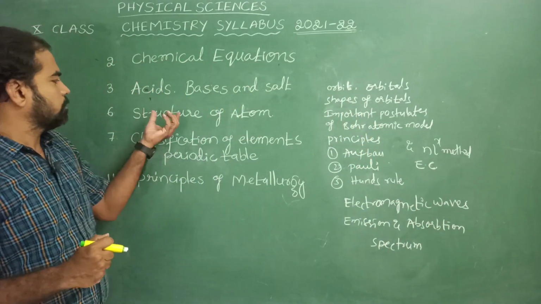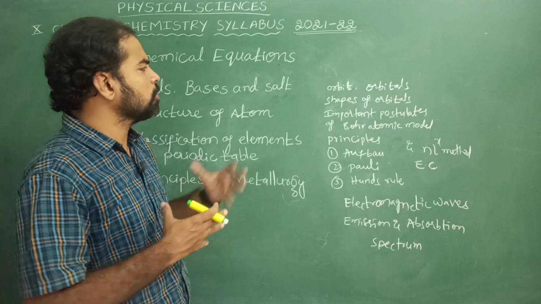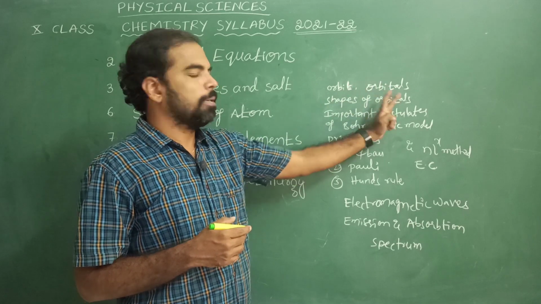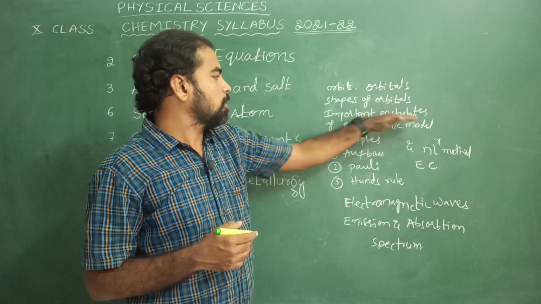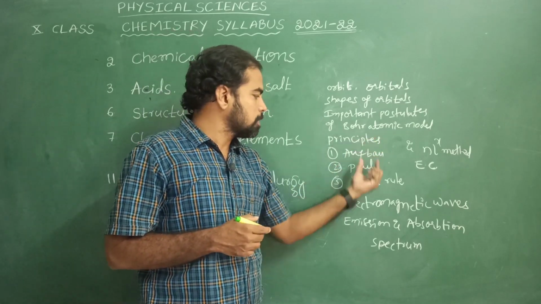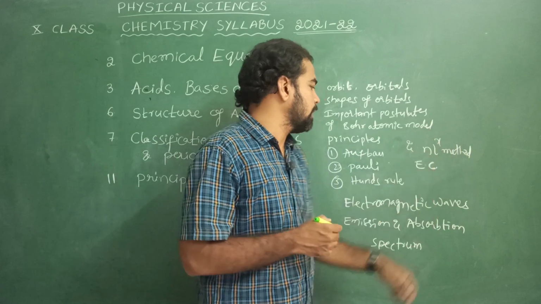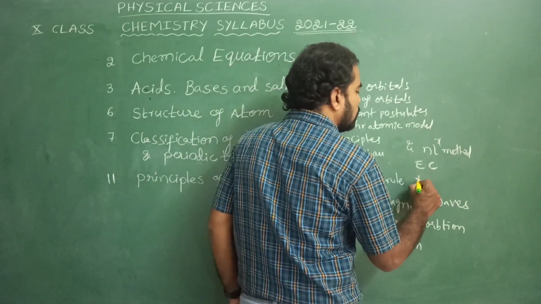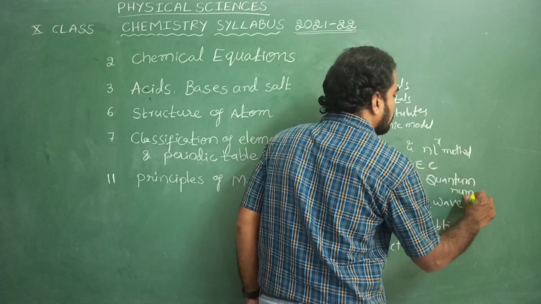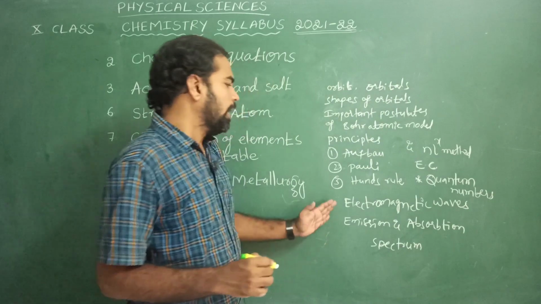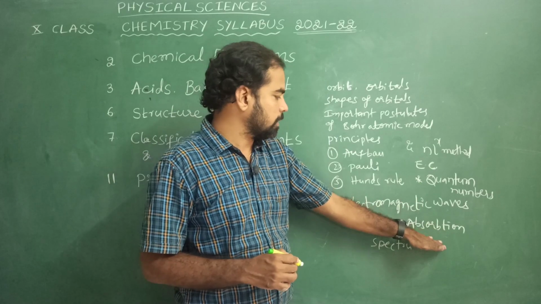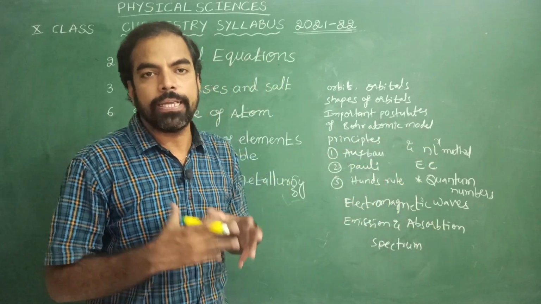So in this structure of atom, we are going to discuss the orbital. What is an orbit? Orbitals, shapes of orbitals, important postulates of the Bohr atomic model, principles: Bohr principle, Pauli principle, Hund's rule, NLX method, and another important concept, quantum numbers. And electromagnetic waves. Here, what is a spectrum, emission spectrum, absorption spectrum, characteristics of electromagnetic waves.